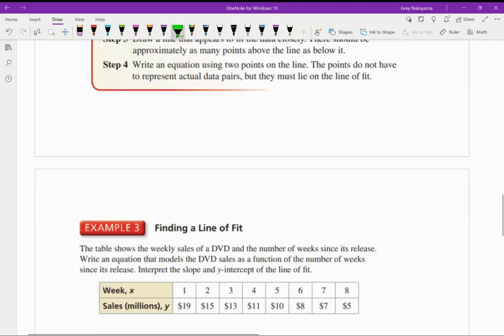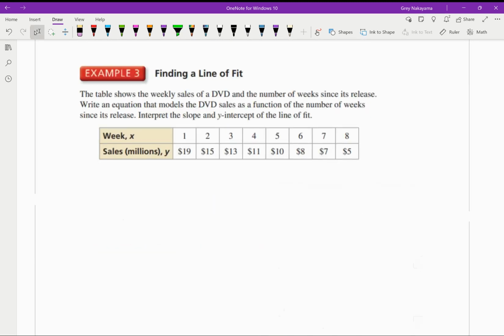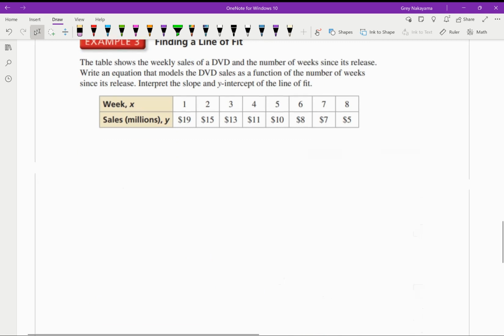So in this example, this is our last example, the table shows weekly sales of a DVD and the number of weeks since its release. Write an equation that models the DVD sales as a function of the number of weeks since its release.